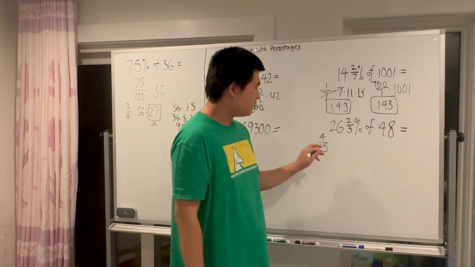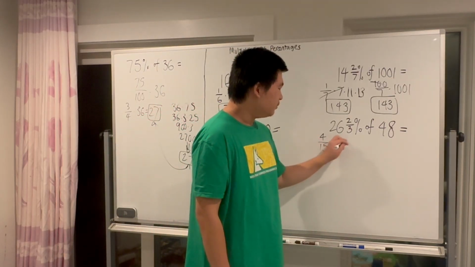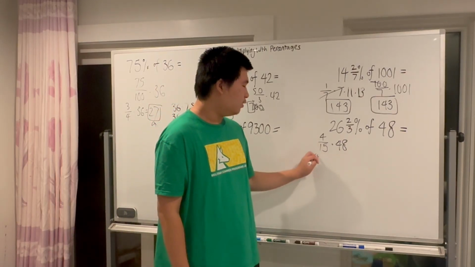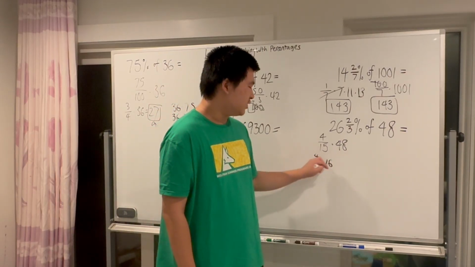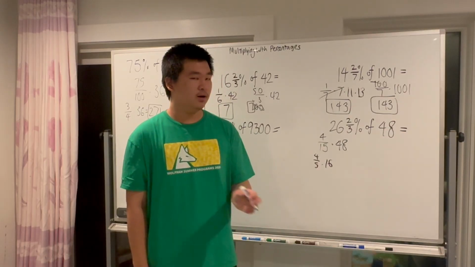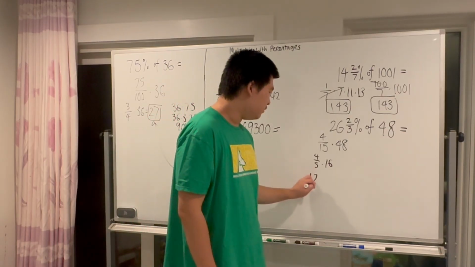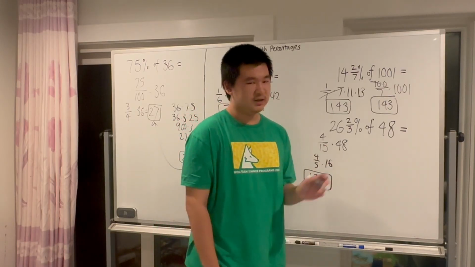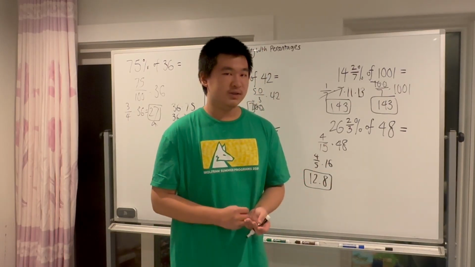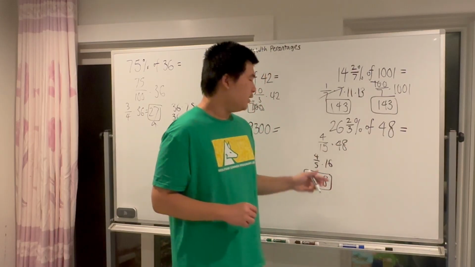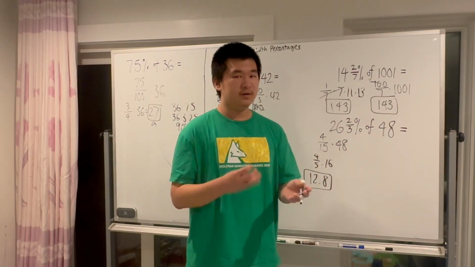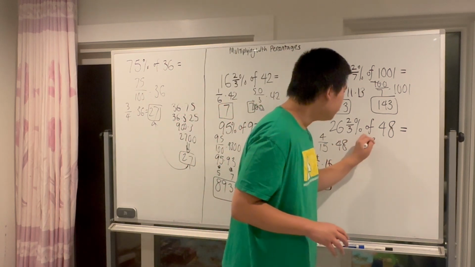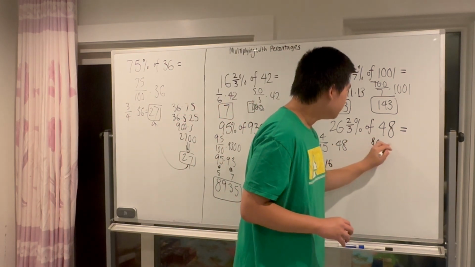But if you recognize this as 4 over 15, multiplying it by 48, these have a factor of 3 in common, so it's 4 over 5 times 16. 4 times 16 is 64, divided by 5 is going to be 12.8. But once again, you don't have to do that because you can always just multiply these two numbers directly. 26 and 2/3%. If you convert that into a mixed number, what you're going to get is 80 over 3. So 80 over 3 times 48.